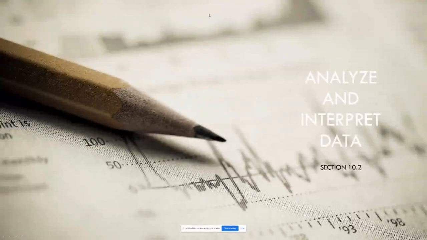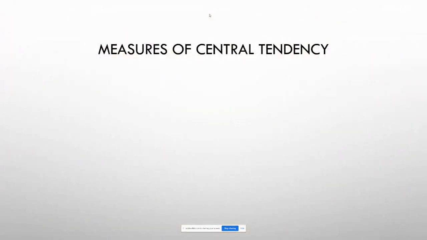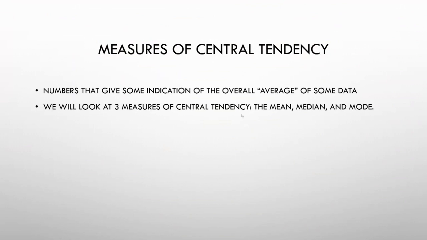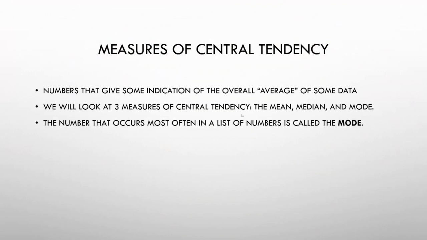Okay, so today we're going to be looking at section 10.2, which is called Analyze and Interpret Data. And the first thing we're going to be looking at is things like the mean, median, and mode. Those are called measures of central tendency: numbers that give some indication of the overall average of data. That's what a measure of central tendency is. And the ones we'll be looking at are the mean, median, and mode.